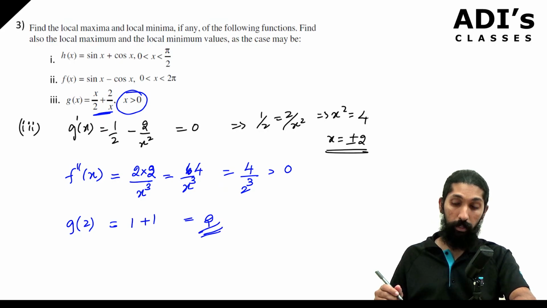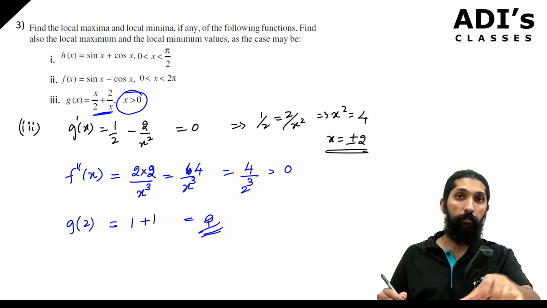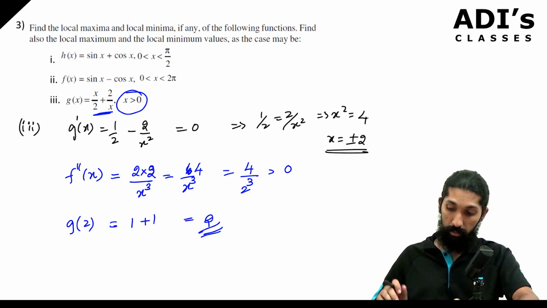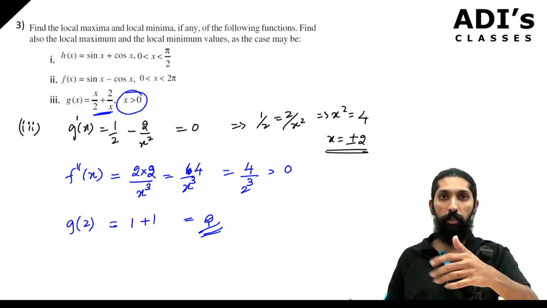So 2 is the value, but this is the minimum value, not the maximum. Understood? So these are the answers for these 3 questions. All right, now let's do the next one.